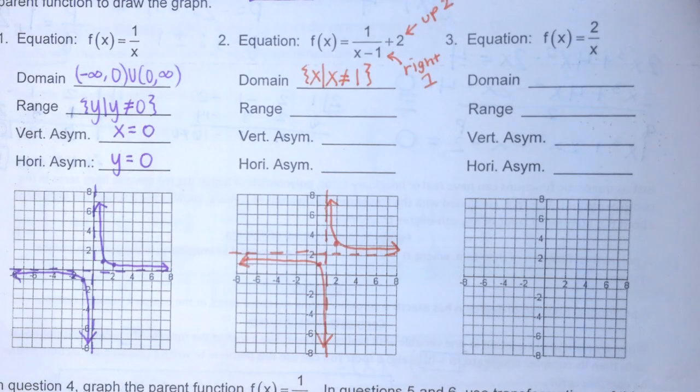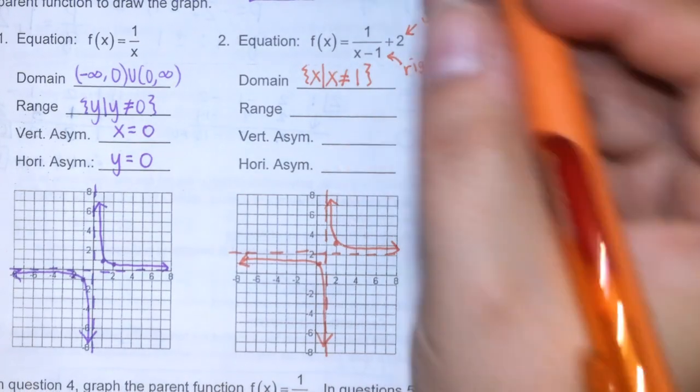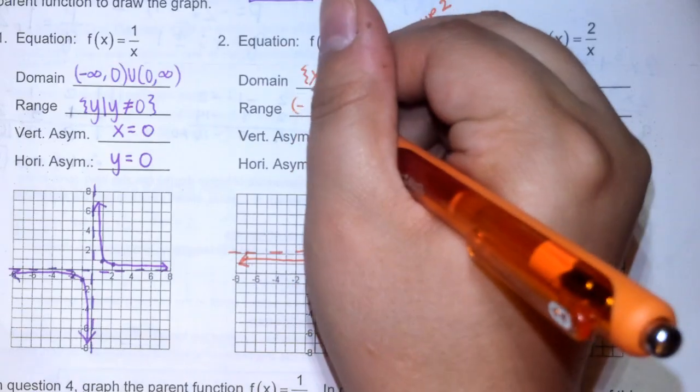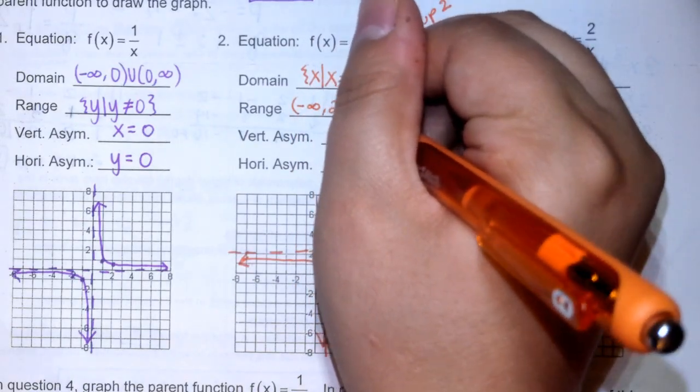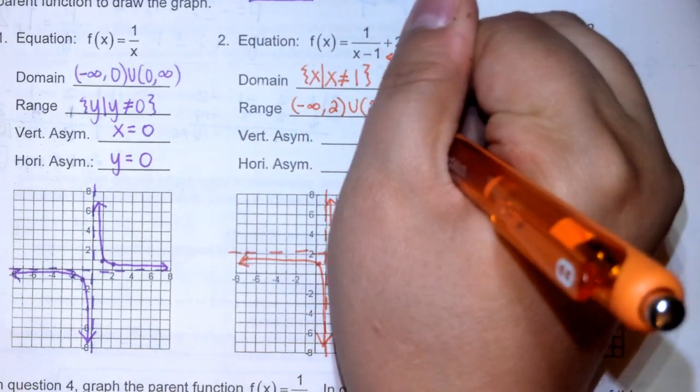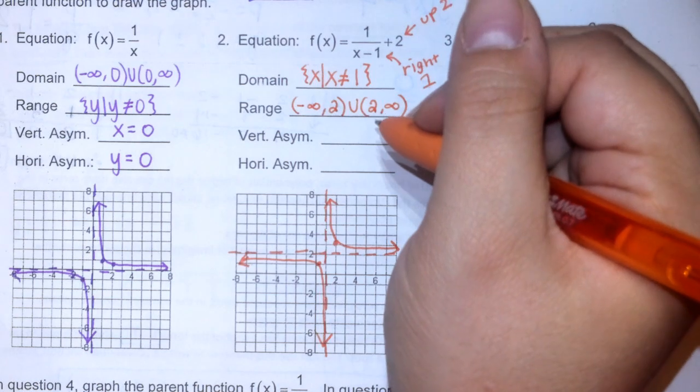What's my range? Y such that y does not equal 2, or negative infinity to 2, union with 2 to positive infinity.